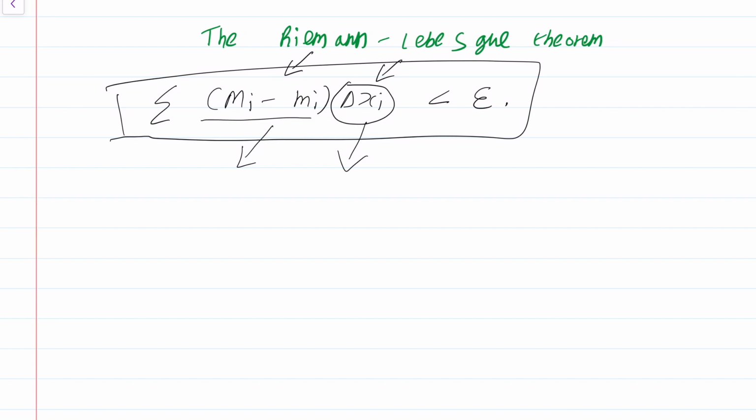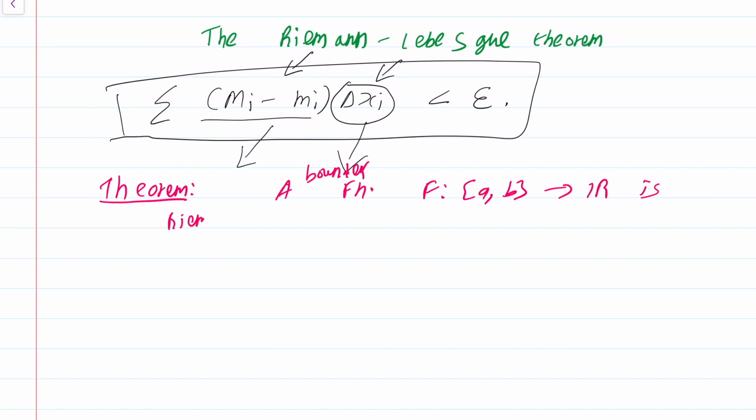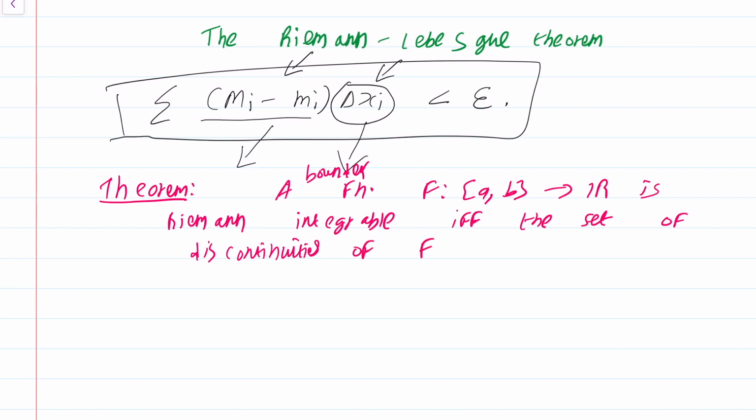Let me first state the theorem so that I'm not thinking out aloud in air. Let me have something concrete in front of you and me. Theorem: a function f from [a,b] to R, let me add a bounded function, of course. A bounded function is Riemann integrable if and only if the set of discontinuities of f is a set of measure 0.